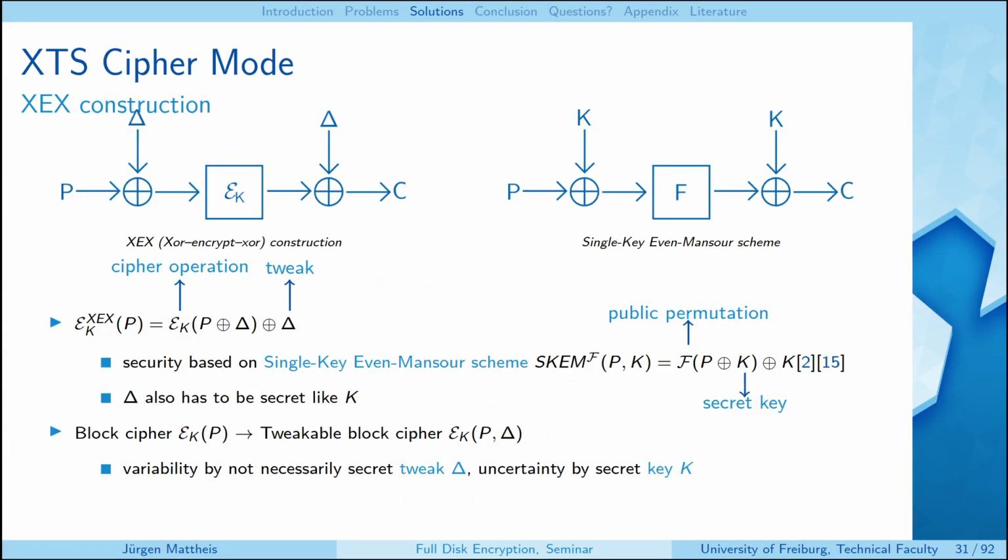Then we come to the XTS cipher mode, which might be our desired cipher mode that satisfies all of our properties. The XTS cipher mode is built around the XOR-encrypt-XOR construction.